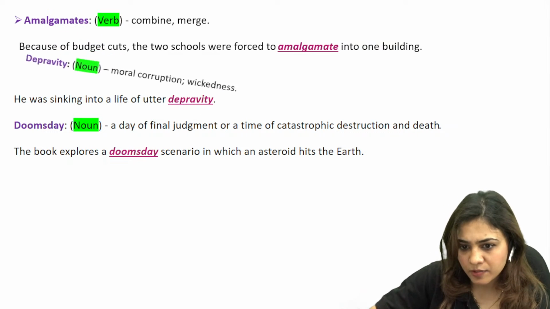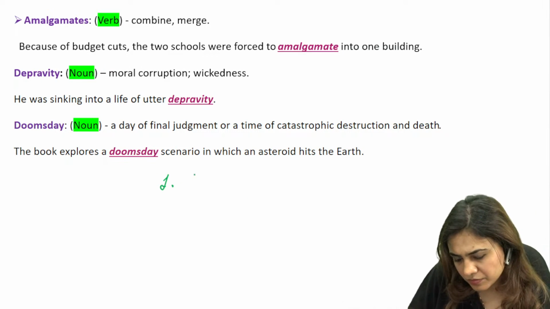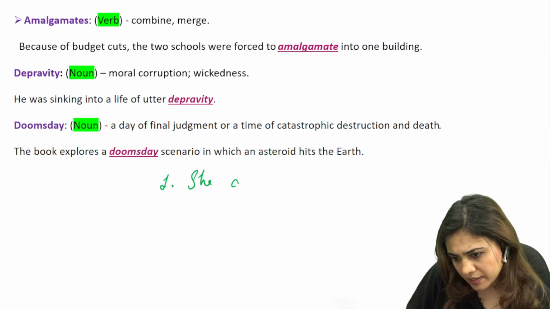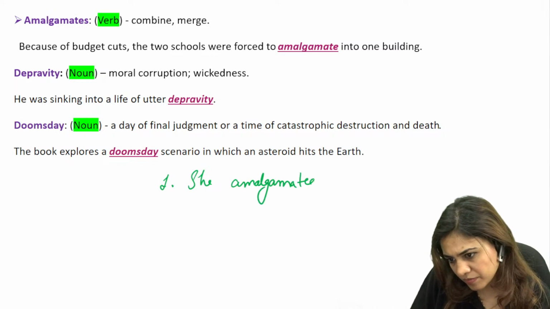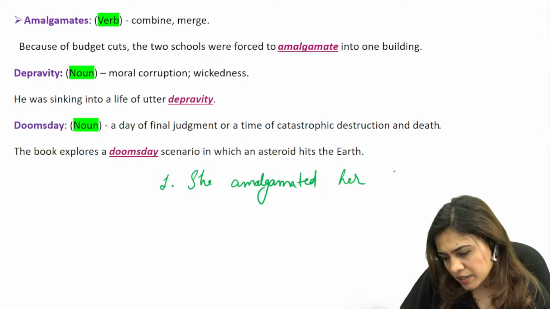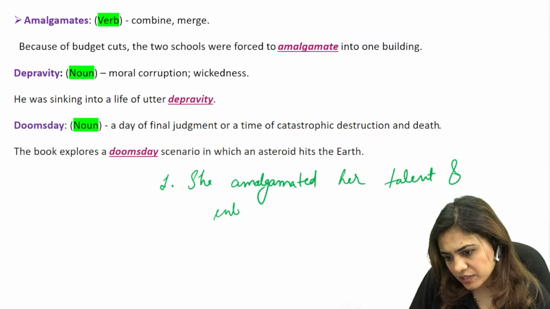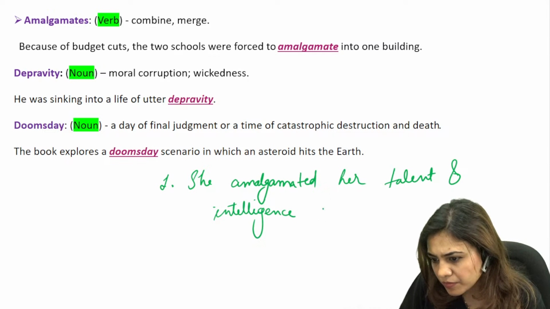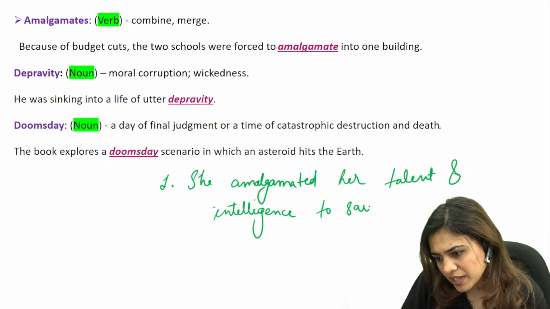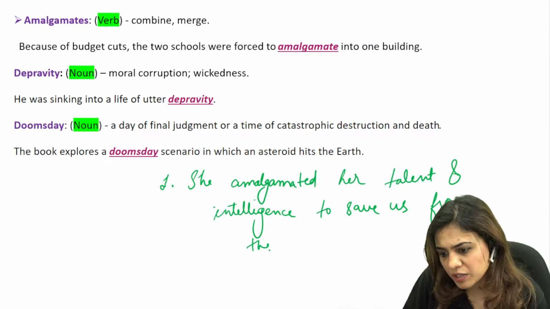The next one is, wait, let me use it in another example. She amalgamated her talent and intelligence to save us from the last minute problem.